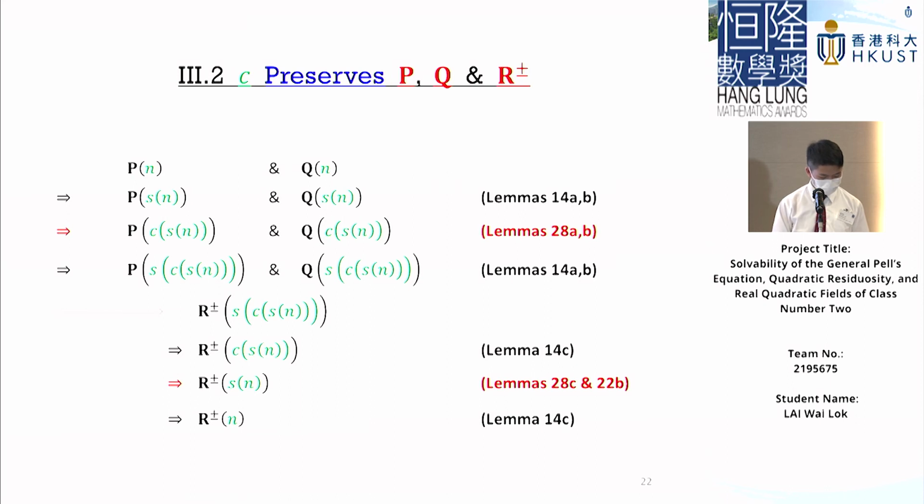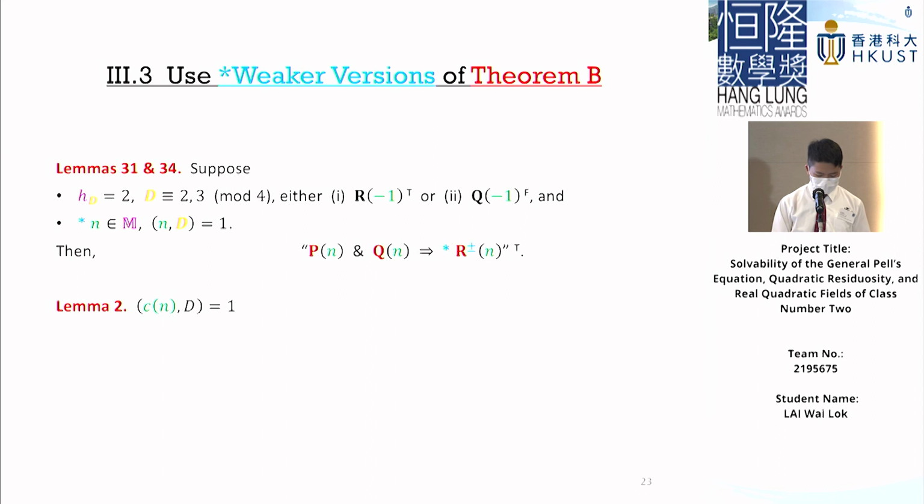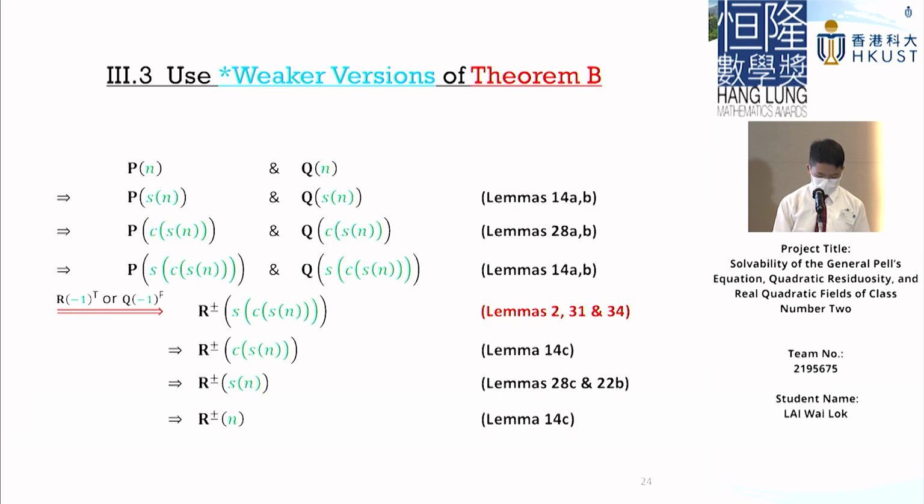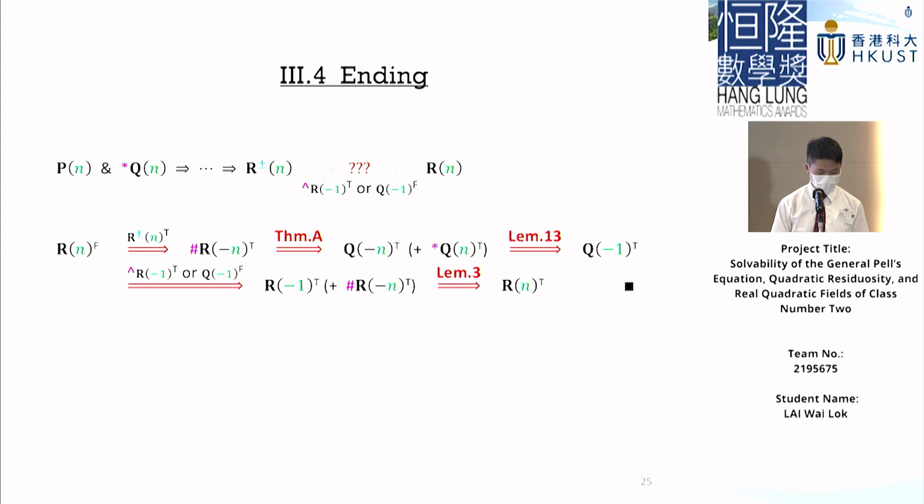Bridging the gap are the aforementioned weaker versions of Theorem B, as shown here again. Aided by this basic coprimality property of C, as in lemma 2, this step is then completed. We started from Pn and Qn, and we have just got R plus or minus n.